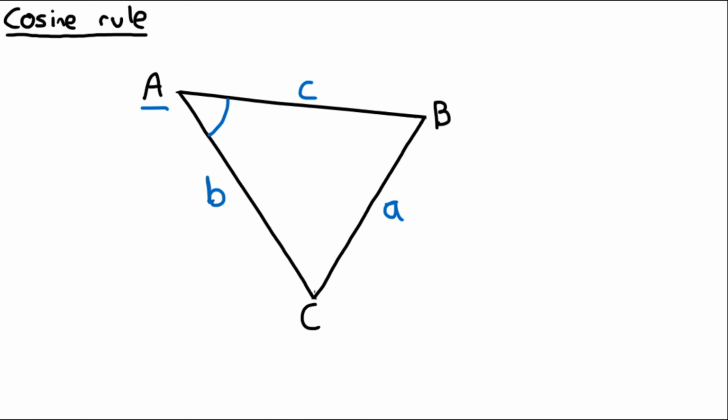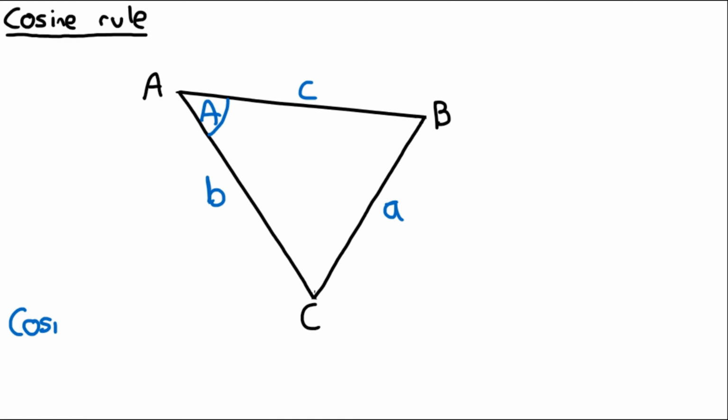Let's call the actual angles A, B and C depending on what vertex they're at. So this angle here is at vertex A, so it's going to be angle A, big A. This is going to be angle B, capital B, and this is going to be angle C. Now, for the case of the cosine rule, we only need one angle. So for simplicity, I'm going to ignore B and C, and we're just going to focus on A.